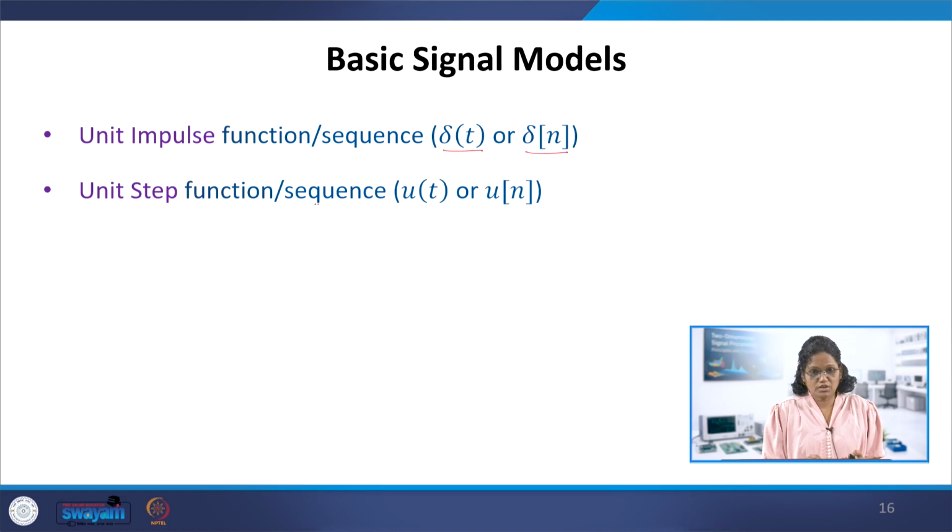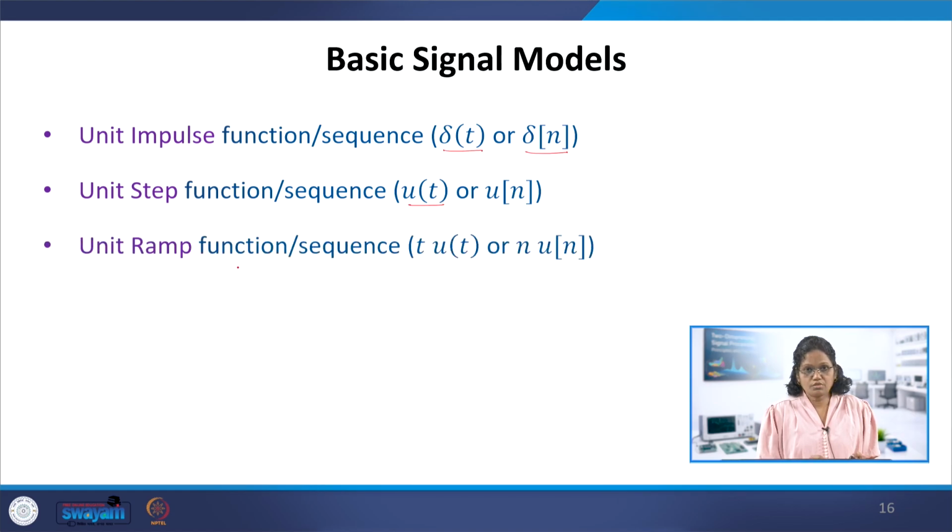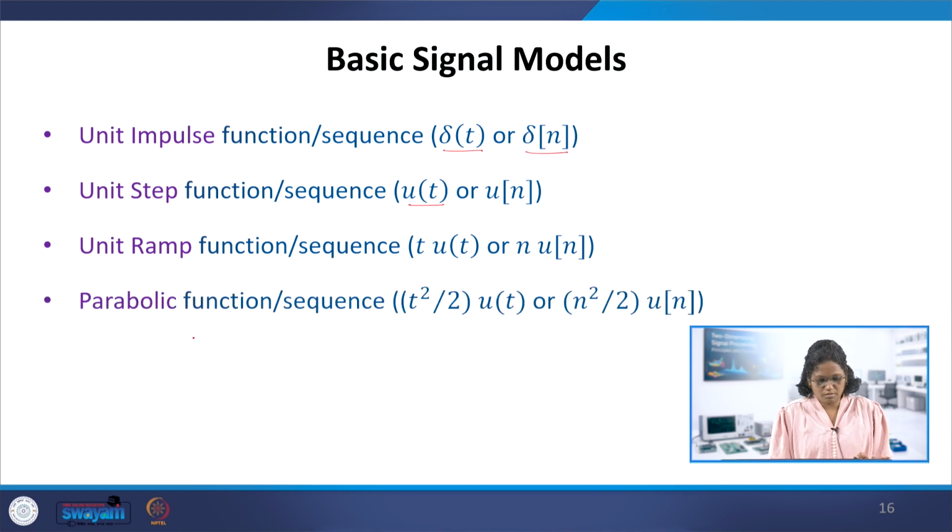And the unit step function or sequence. When it is continuous it is called a function, when it is discrete it is called a sequence. So this is u of t, or u of n, a step sequence. This is the second model. The third one is the ramp function or ramp sequence, t u of t or n u of n, where u of t is multiplied with the time t or n. Similarly, the fourth one is the parabolic function or sequence, t square by 2 u of t or n square by 2 u of n. This is another basic model.